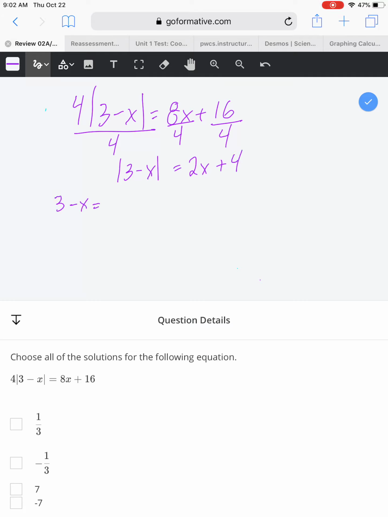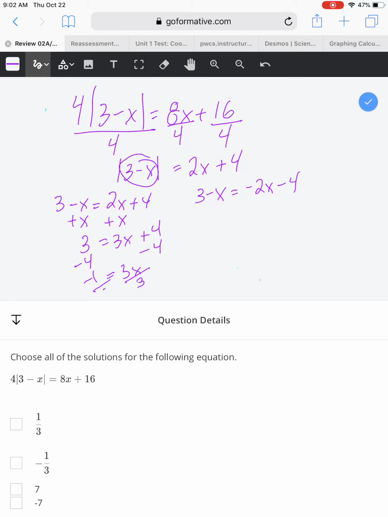It's going to be 3 minus x is equal to positive 2x plus 4. Again, you always keep what's in the absolute value the same. And then 3 minus x is equal to negative 2x minus 4. For the first, I'm going to add x to each side. So this is going to be 3 is equal to 3x plus 4. I'm going to subtract 4. 3x is equal to negative 1. Divide by 3, divide by 3. x is equal to negative 1/3. That's a possible solution.